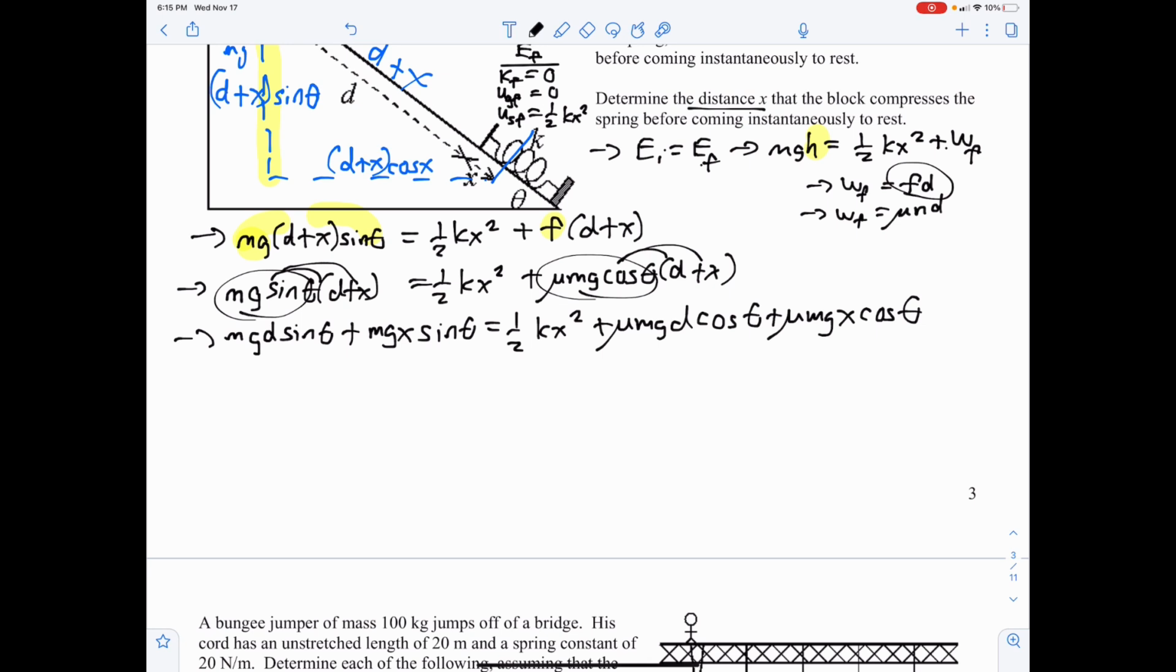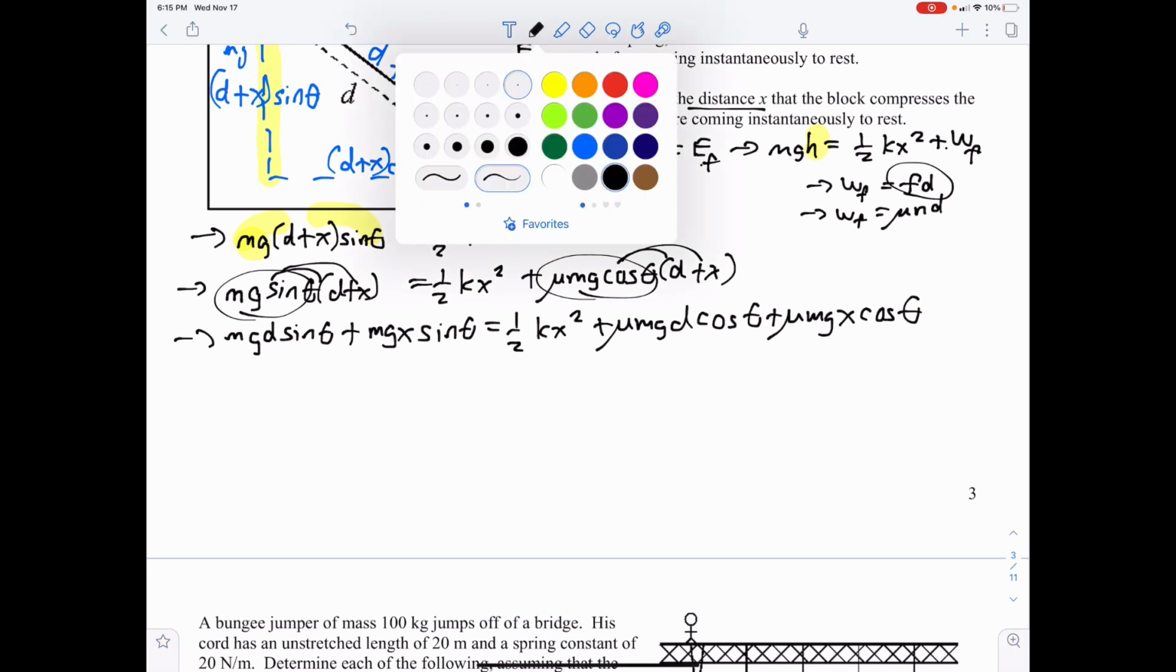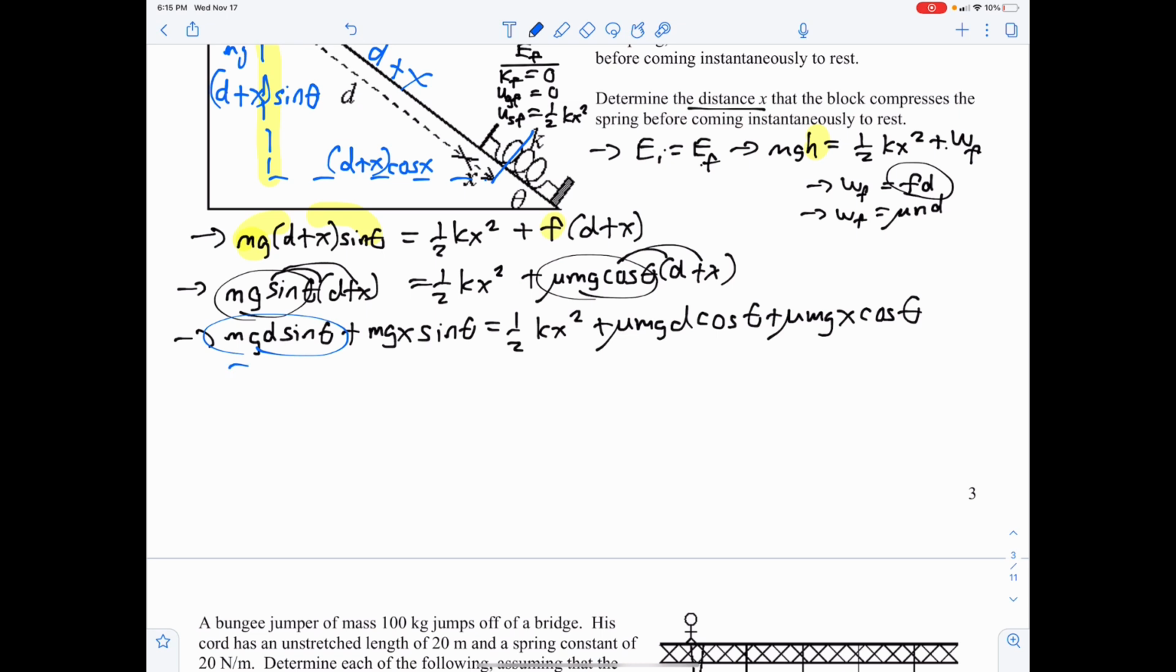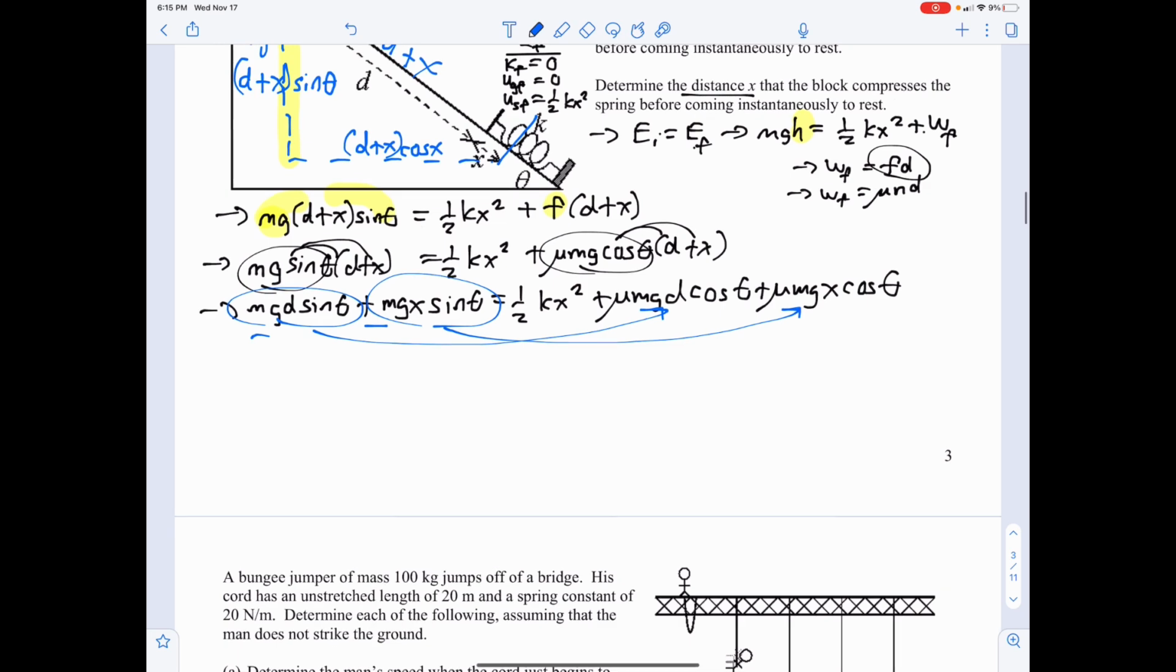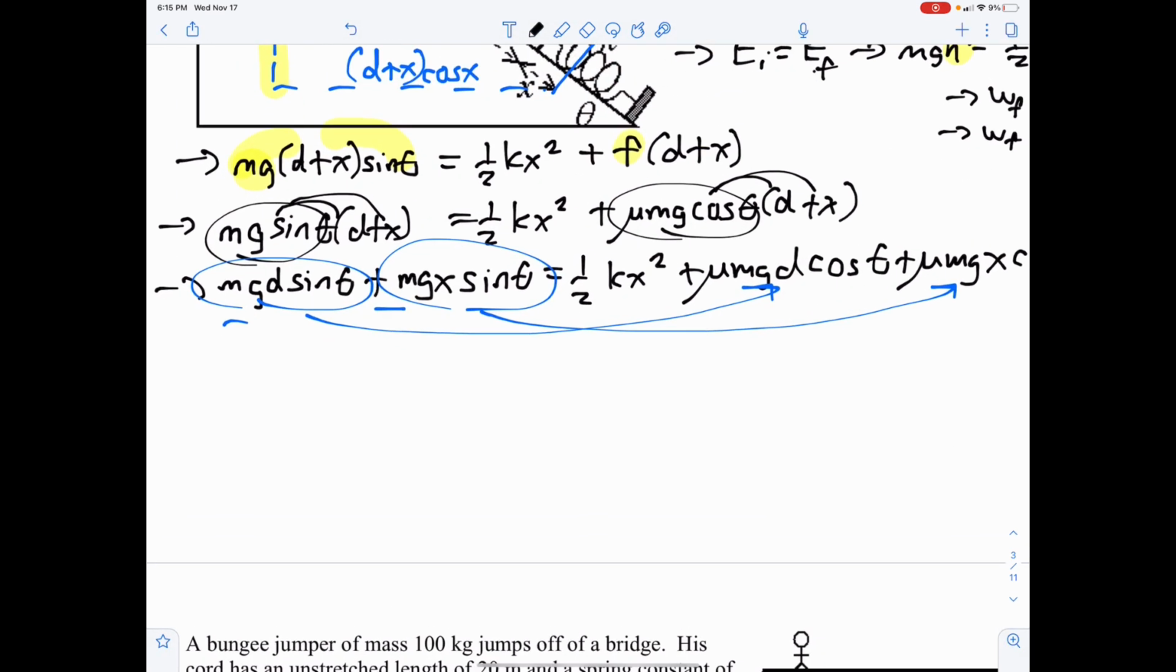The whole point is to solve for x. So what I'm going to do is take this term here and subtract it from that term right there. And then I'm going to take this term over here and subtract it from that term right there. All right, and there's a reason why I'm going to set it up this way.